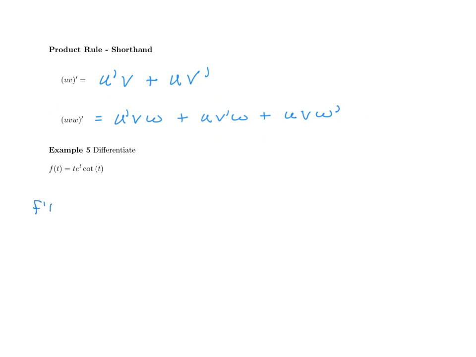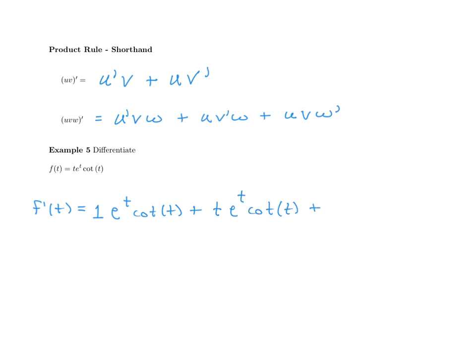F prime of t is equal to, okay, here are my 3 functions, t, e to the t, and cotangent of t. And to start with, I take the derivative of just the first and leave the other 2 alone. The derivative of t is 1, and then I have e to the t, and I have cotangent of t. I then add on. All right, now I leave the first alone, and I take the derivative of only the second, so I get t e to the t and cotangent of t.